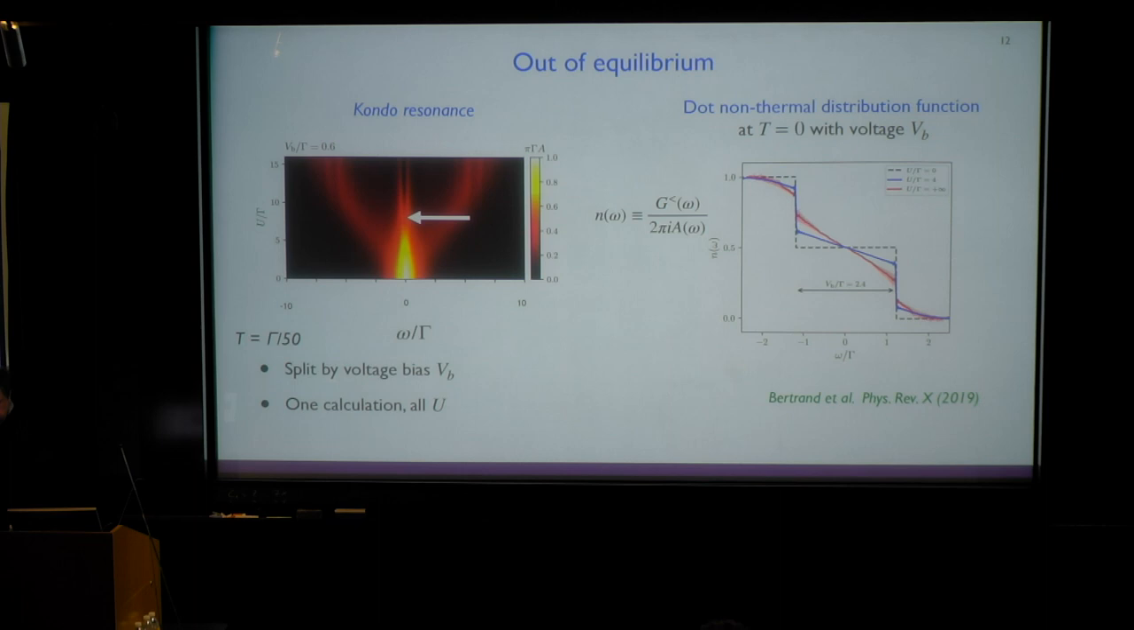Other things we can do are real non-equilibrium things, like the distribution function of the electrons on the dot. How different is it from a thermal function, from a Fermi function? It would be a Fermi function in thermal equilibrium. Out of equilibrium, it's not. It's some function. Without interaction, it's known. It's a two-step function, basically the average of the two Fermi functions in the leads.